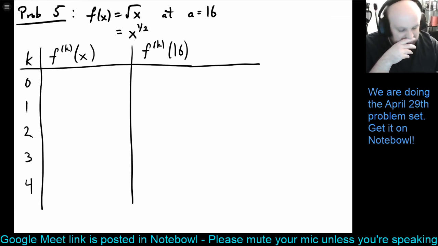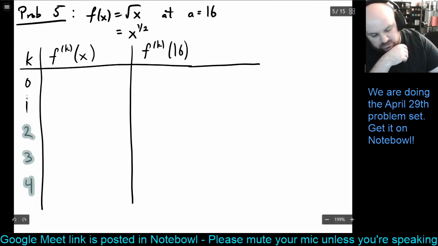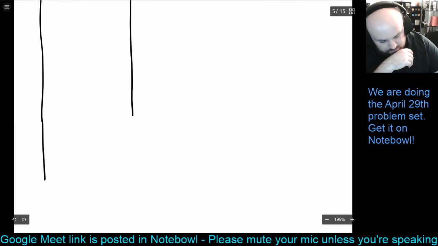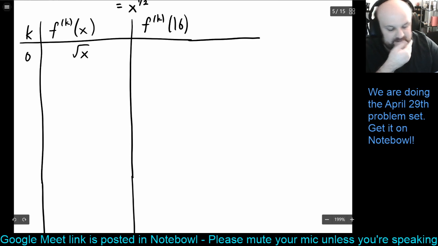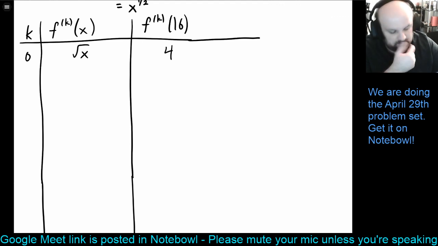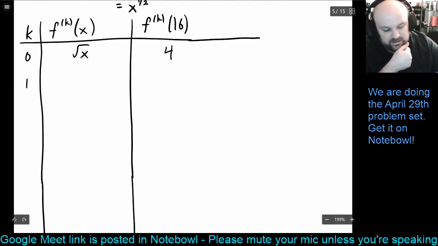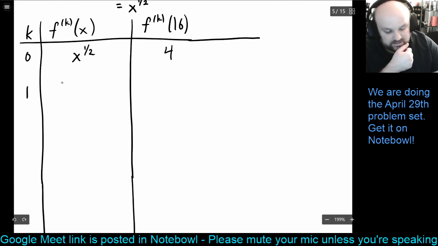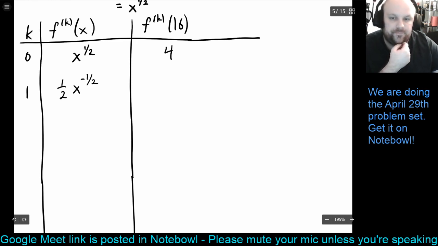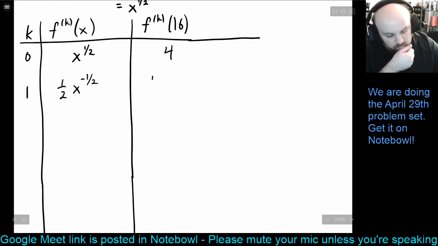All right. So when we do these, we're not going to simplify a whole lot. Right? It'll make this problem a lot better if we don't. Right, so here we just have square root of x. And so this is just 4 when we plug in 16. Right? Now at k equals 1, sorry, let me rewrite this. I specifically wanted to write this as x to the 1/2. Right? So when we take the derivative, we get 1/2 x to the minus 1/2. Okay? So when we plug this in, we're going to get 1/2 times, it's actually going to be 1/4.